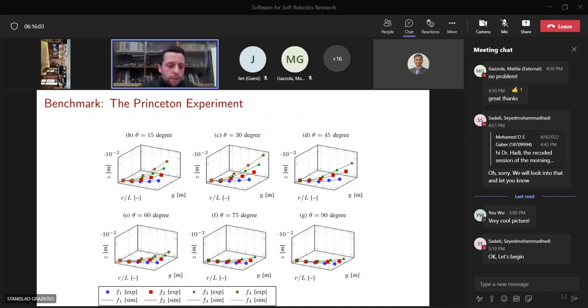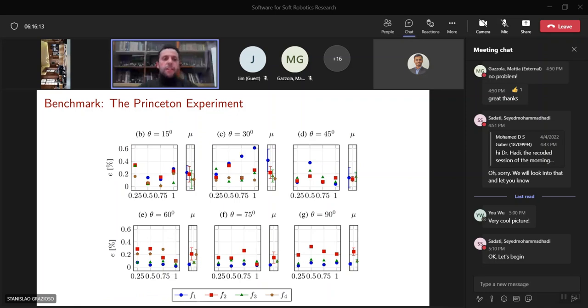And as we can see from the plot, the simulations match the experimental values. Here we have just the percentage error values along the length of the beam, for each value of theta, which is the line of action of the forces F.